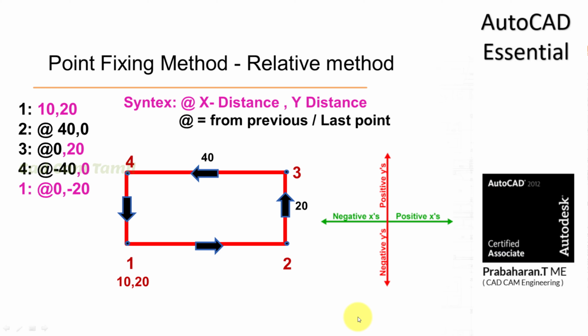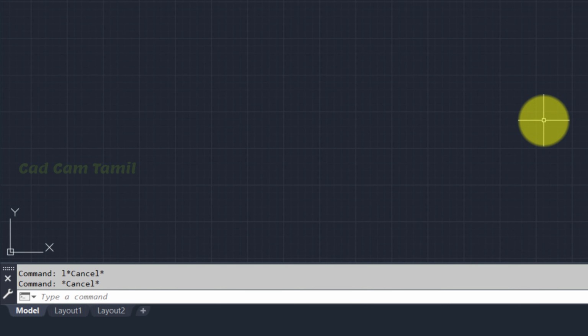Only for negative numbers do we specify the negative symbol. All other numbers are understood to be positive values. So positive means positive direction, negative means negative direction. So in the second method we have to understand directions also. That's all. Now I open AutoCAD.